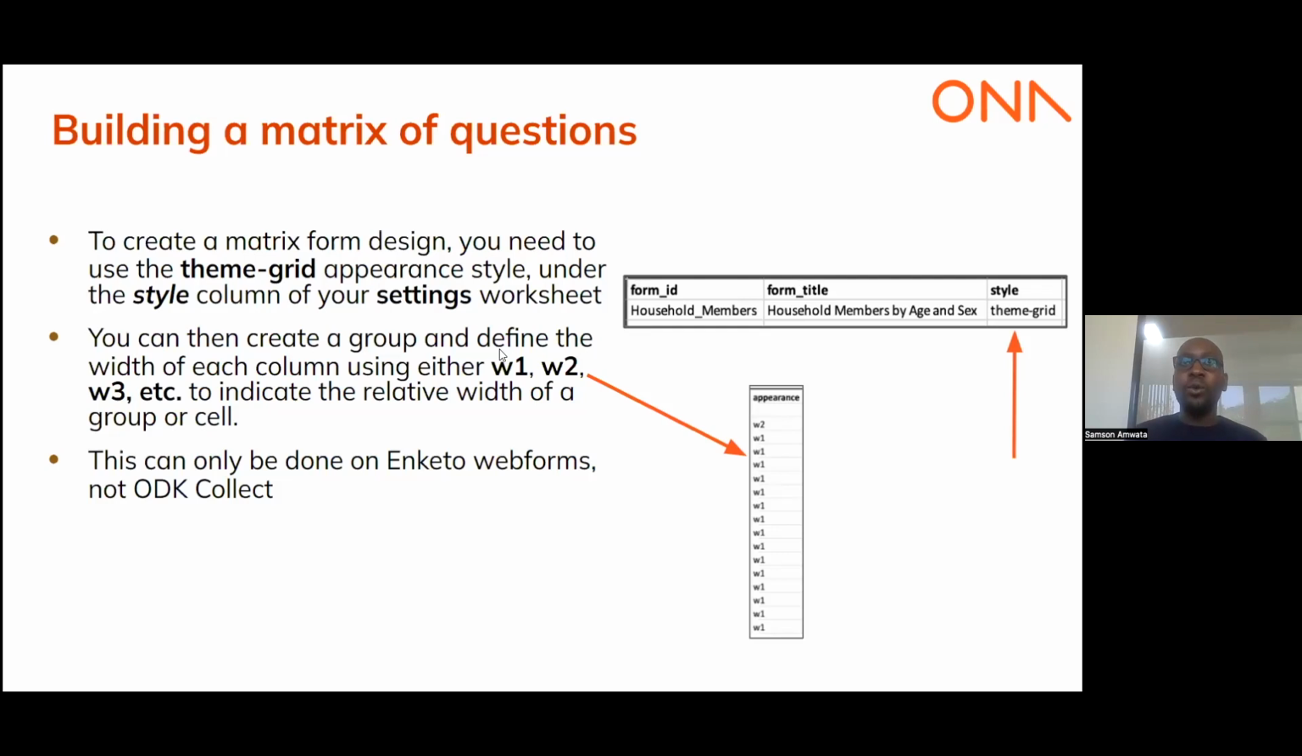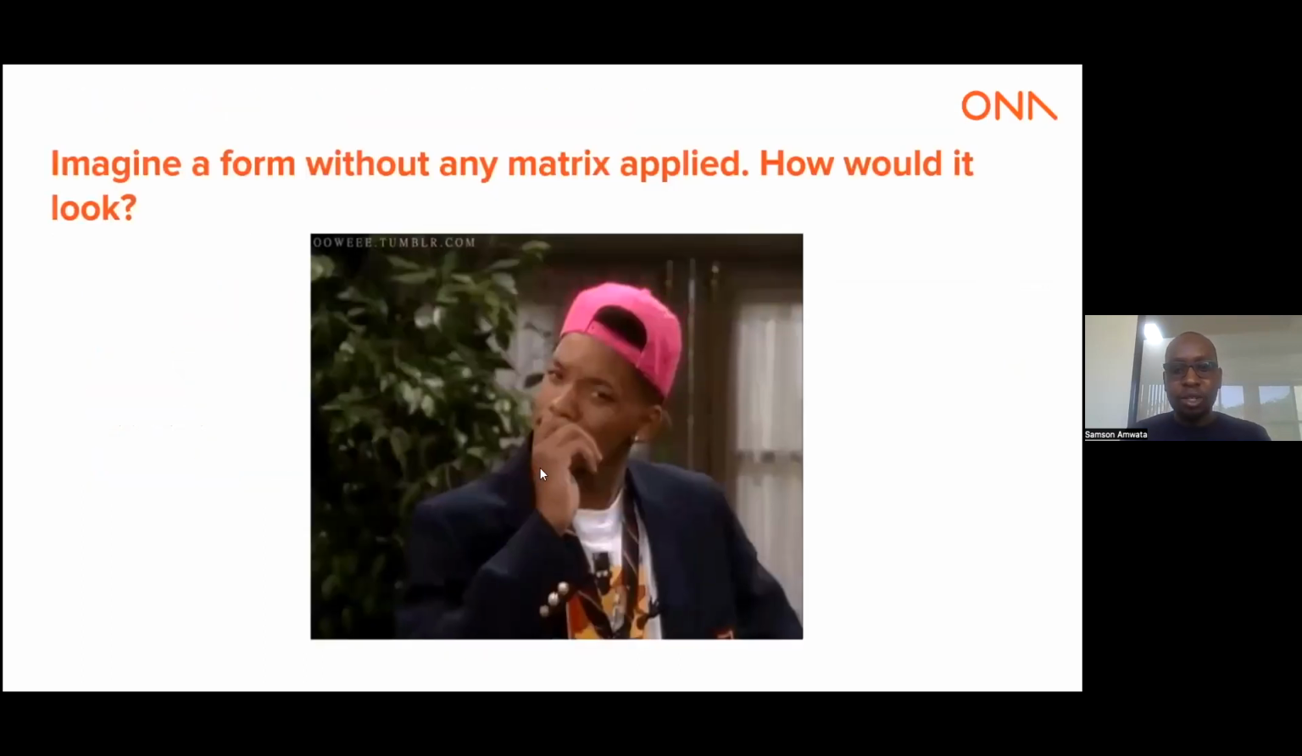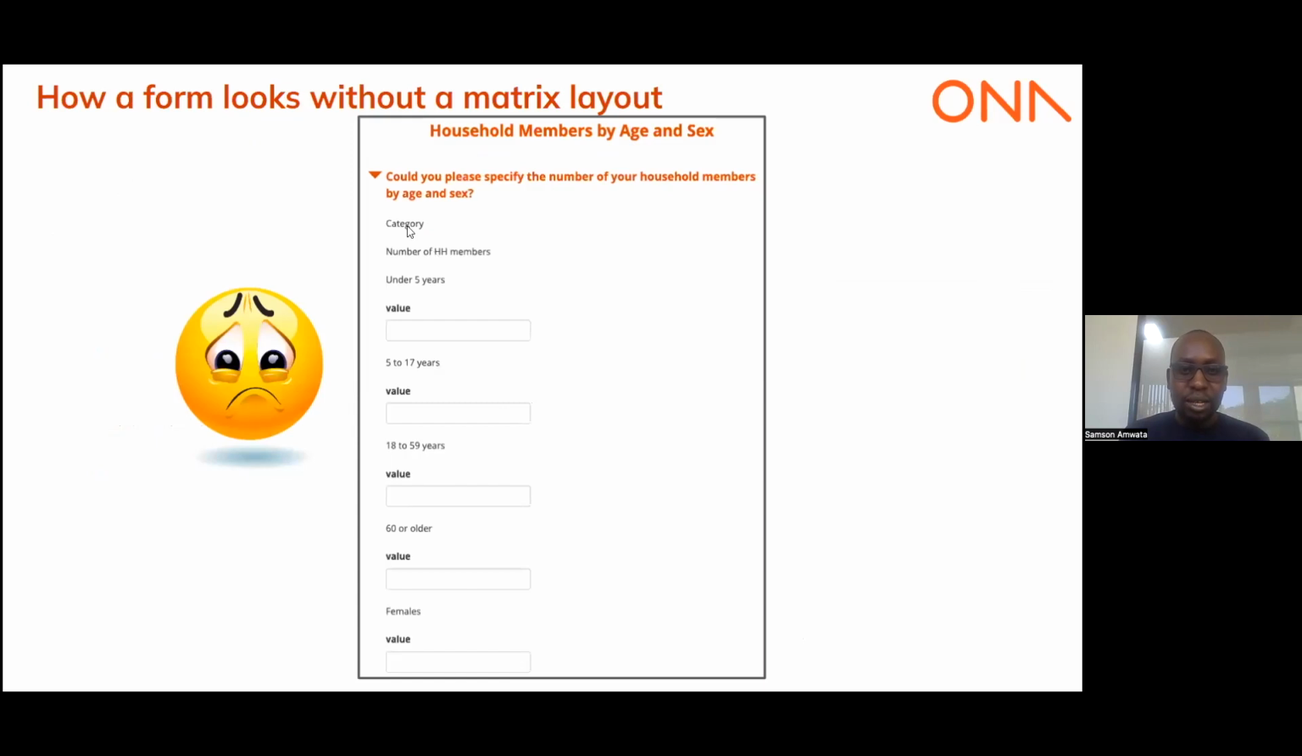So if you want your table or matrix table to have, let's say, 4 questions per row, you will have W4 on the top of your group as an appearance attribute under the appearance column. In our instance, we want to put this group of questions, category and the number of household members, so we'll have 2 questions per row.